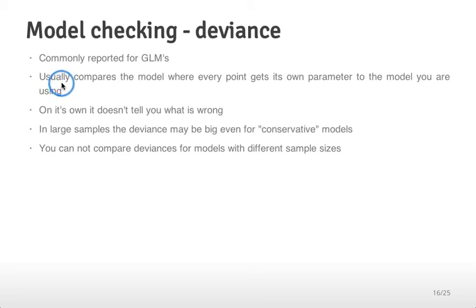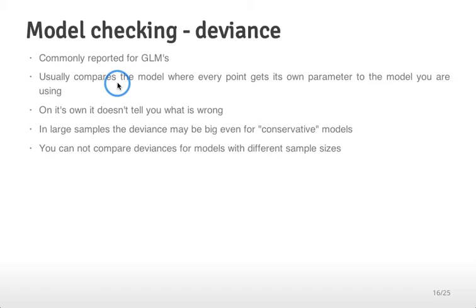It usually compares the model where every point gets its own parameter. This is called the saturated model. It is a model that perfectly fits the data, and you compare that to the model that you're using and see if your model still explains most of the variation in the data, even using a much smaller number of parameters. On its own, it doesn't tell you what's wrong.